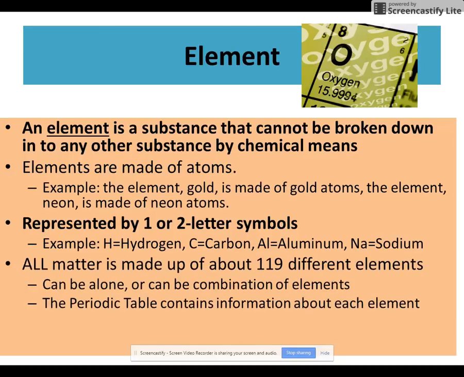All matter is made up of about 119 different elements, and that number has changed. It's in the 120s now. They can be alone, or they can be a combination of elements. And the periodic table contains information about each of these elements.